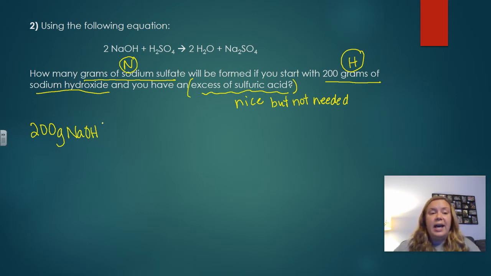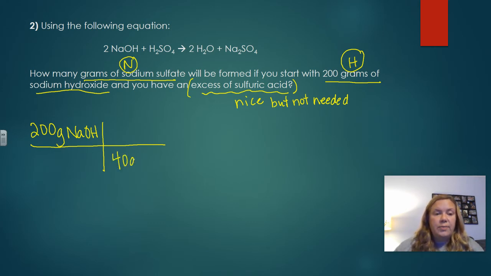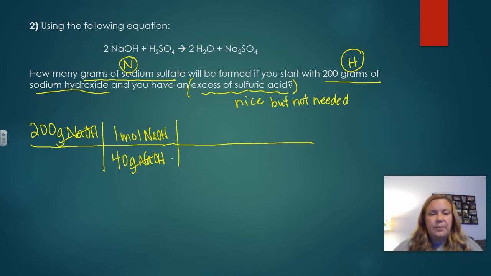And of course, I have to get to moles before I can do anything else. So I'm going to find the molar mass of sodium hydroxide. We have 1 sodium, 1 oxygen, and 1 hydrogen, which totals 40 grams as our molar mass of sodium hydroxide for every 1 mole of sodium hydroxide. So I've first converted to moles, because whenever you have a number and you don't know what to do with it, just convert it to moles 9 times out of 10.